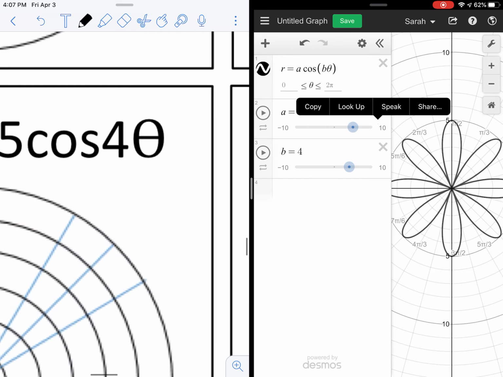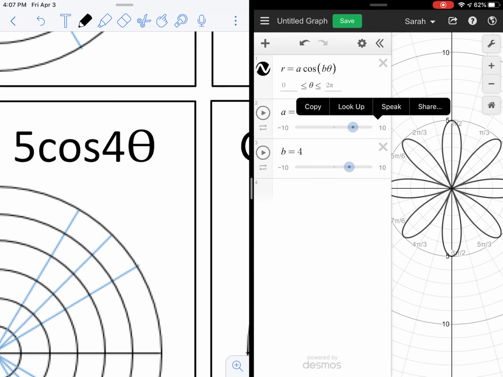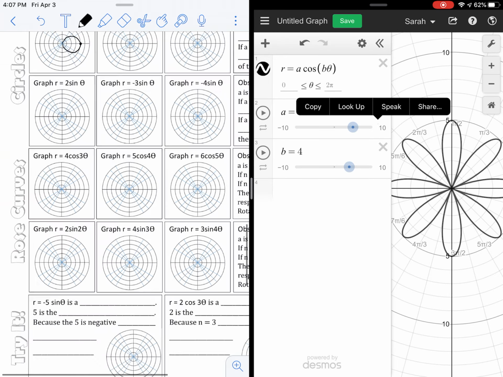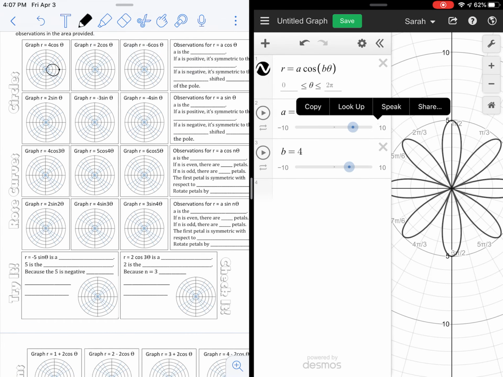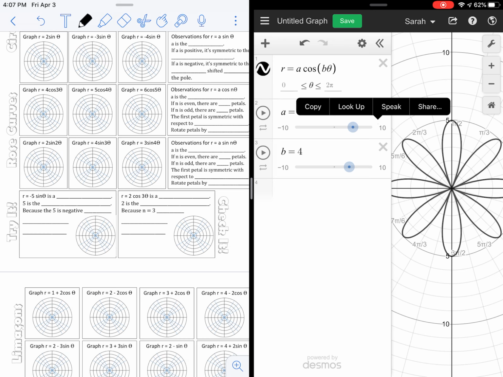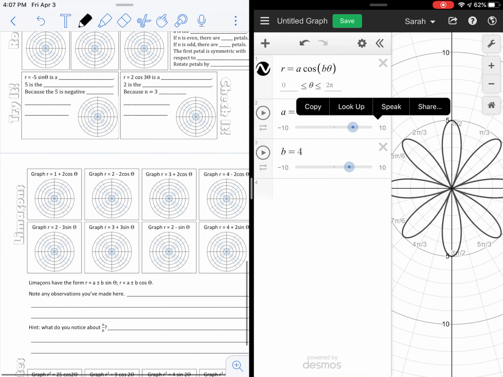So really look at the relationship between this number in front of the theta being even versus odd and how that affects what we're seeing in our graph. So you can finish those and then answer the questions to the side. And then there's a couple to try. Try to do it without using Desmos and see if you have a good understanding of what these numbers do to your actual graph.